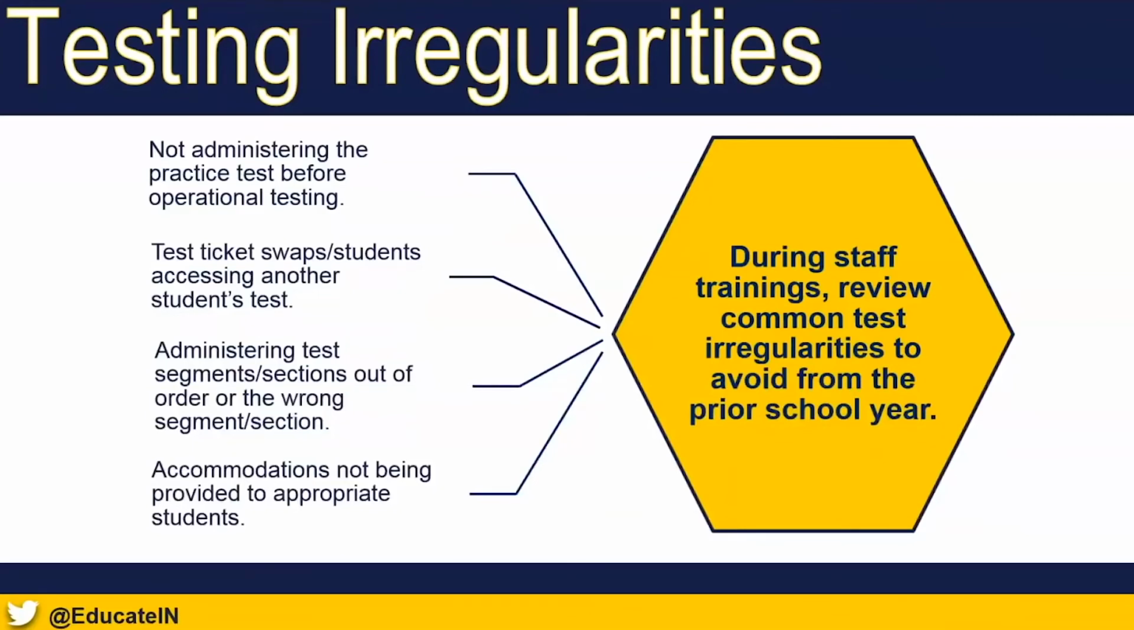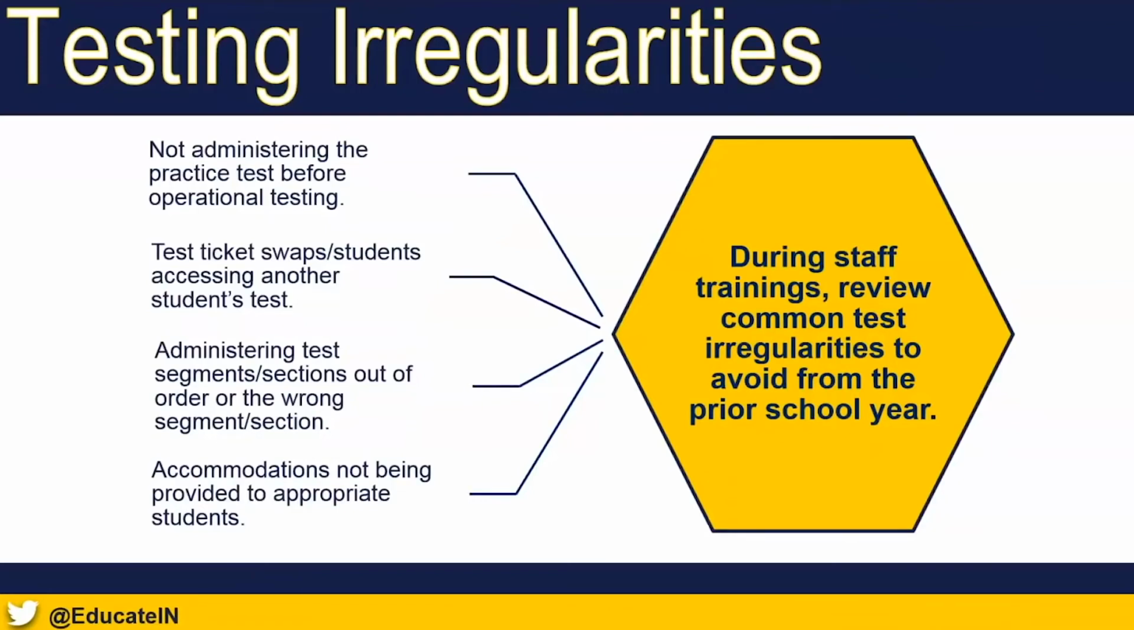Test ticket swaps or students accessing another student's test. TAs need to confirm the correct student is accessing the correct test. TAs administering test segments or sections out of order or the wrong segment or section. This typically occurred when TAs did not verify they were approving the correct test for students before allowing students to proceed. TAs need to remember to verify the appropriate test is selected for each student before approving students to move forward.